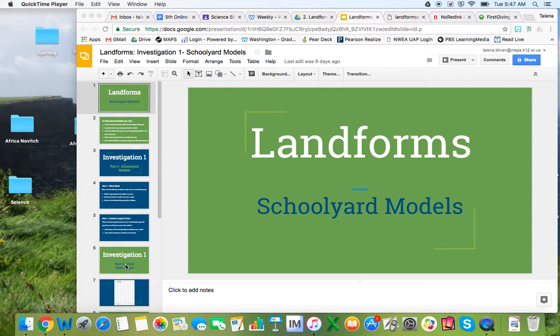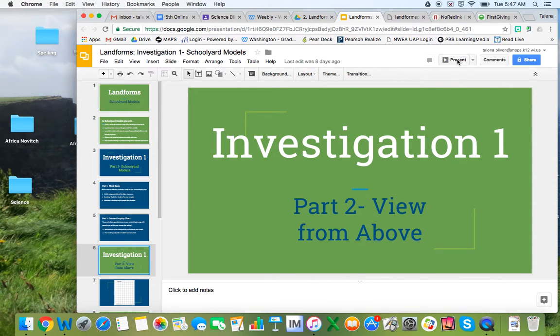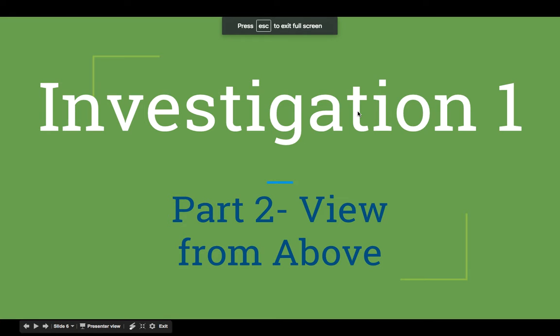The next part we are going to talk about is part 2 of investigation 1, which is view from above. Your models give you a good idea of what the schoolyard looks like, but they would be difficult to carry around if you were trying to help someone find a particular place in the playground or an entry into the school. Carting around that model with the clay and sand would be pretty inconvenient. So how can we make a version of those models that we can carry around easily?